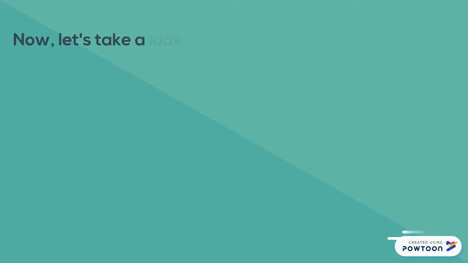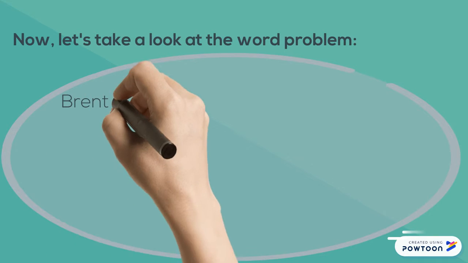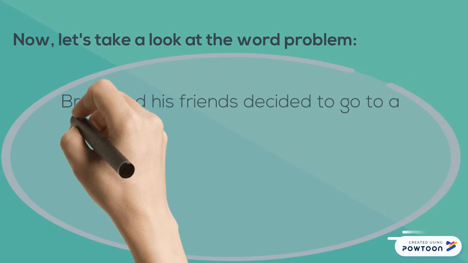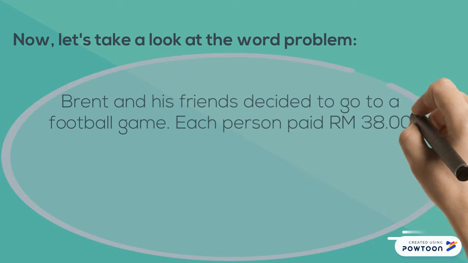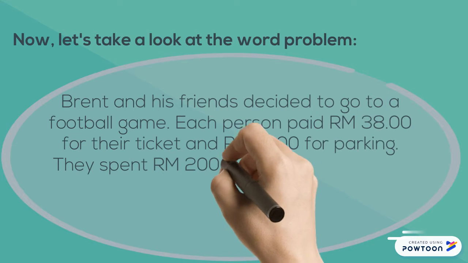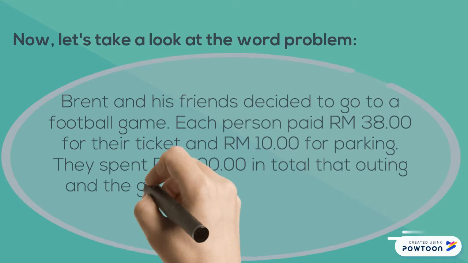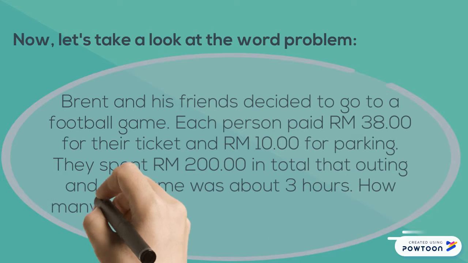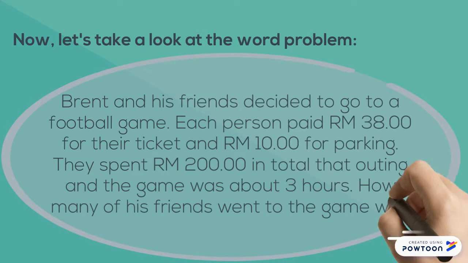Now let's take a look at the word problem. Brad and his friends decided to go to a football game. Each person paid 38 ringgit for their ticket and 10 ringgit for parking. They spent 200 ringgit in total that outing, and the game was about 3 hours long. How many of his friends went to the game with Brad?